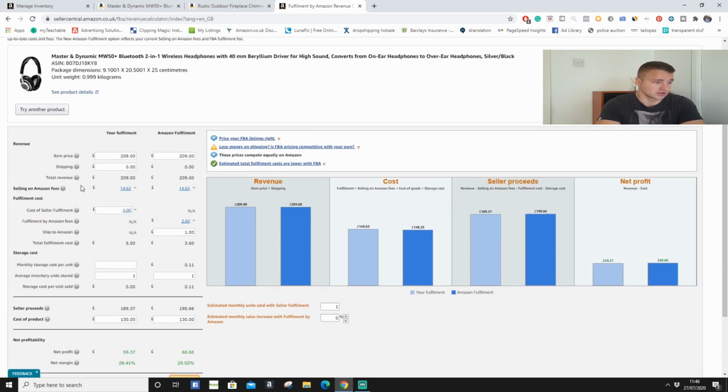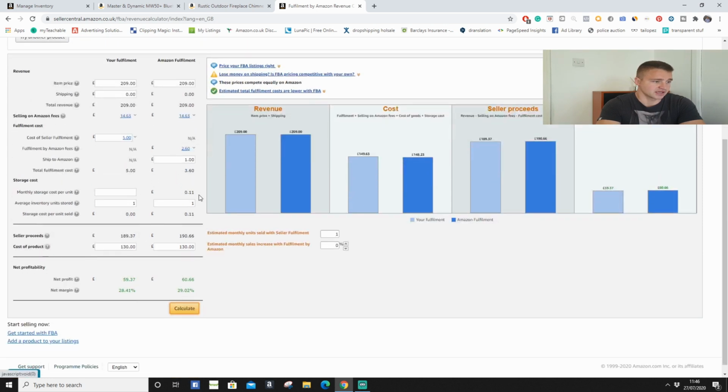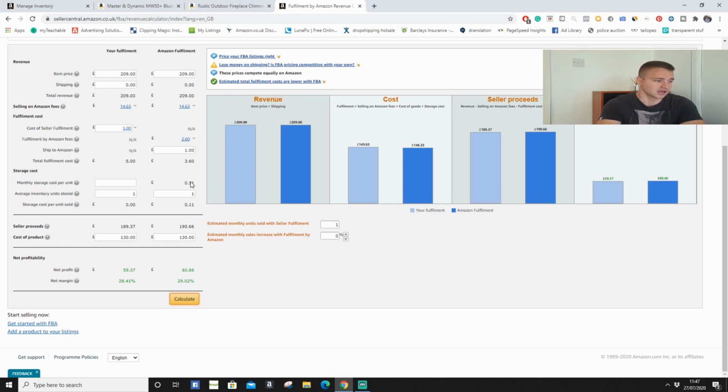So as you can see, revenue 209, the fees are the same. Cost of fulfillment was, let's say, around £5. This is the fulfillment by Amazon fee, so it's actually cheaper to fulfill by Amazon. Even with the shipping to Amazon at £1, I'll get cheaper fulfillment from Amazon. Monthly storage cost per unit is 11p per month, which is nothing. Instead of having a lot of boxes in your house, you ship it there for 11p a month.